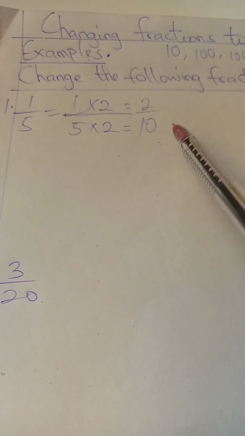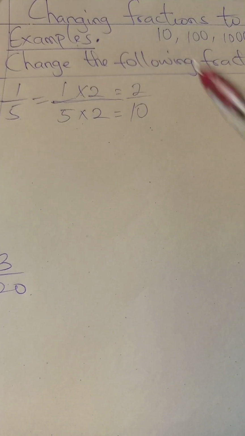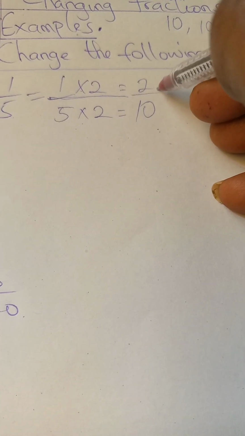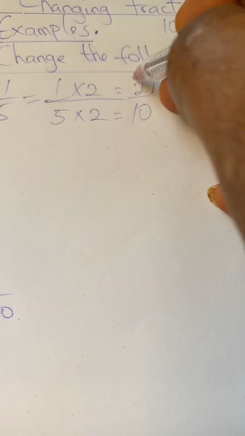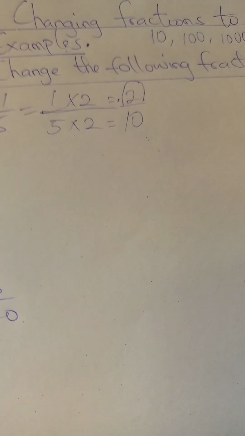And for me to make it a decimal, I'll look at the denominator, which is 10, and it has 1 zero. I'll count one from the back and put my point. That's 1, put my point. So my answer is 0.2.